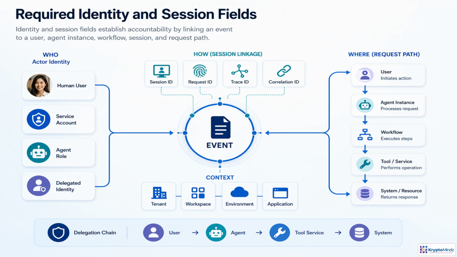Accountability also depends on linking activity across the full request path. Capture the actor clearly: a human user, service account, agent role, or delegated identity. Attach session and request identifiers, including session ID, request ID, trace ID, and correlation ID, so distributed logs can be stitched together. Add tenant, workspace, environment, and application context to avoid confusion in multi-tenant systems. Finally, preserve delegation chains, such as user to agent to tool service, because that chain explains responsibility from start to finish.